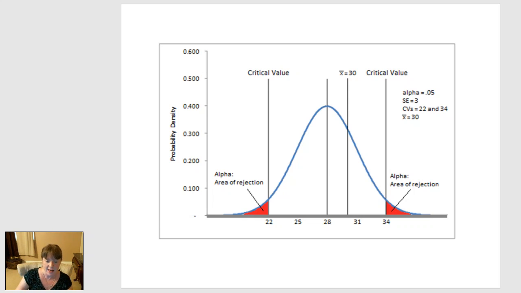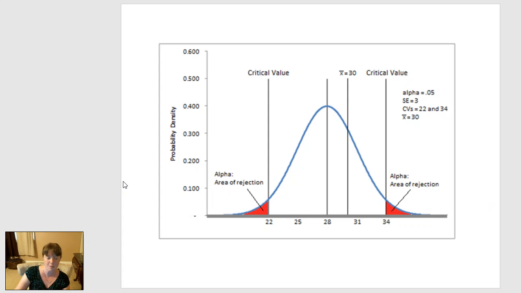And so here is where 30 would be, for my one sample of 30, because that was my one sample average, on this theoretical hypothetical distribution of an infinite number of averages. Now notice that 30 does not fall in this red area of rejection. So we're going to fail to reject the null hypothesis.